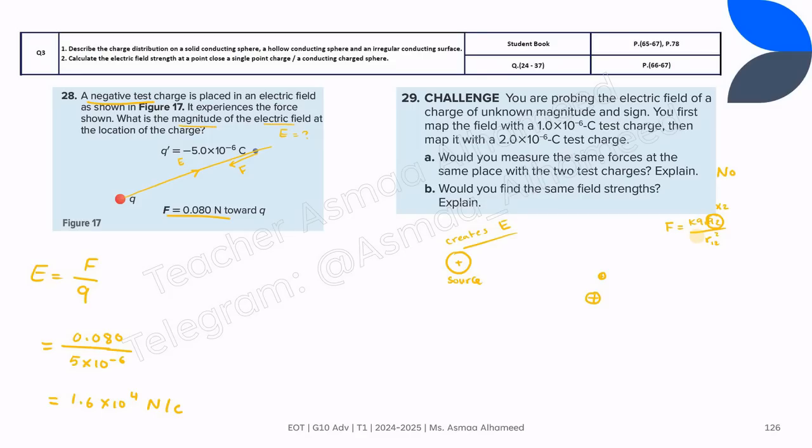But now we are talking about the field. Did we change the source? No. So in this case, we will measure the same field. Yes, you will measure the same because the source has not been changed. What you change is the test charge and not the source. So here we can say that if you change source Q, then E will change. But if you change test charge Q, then F will change.